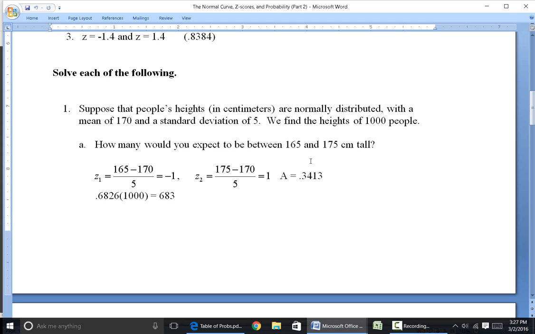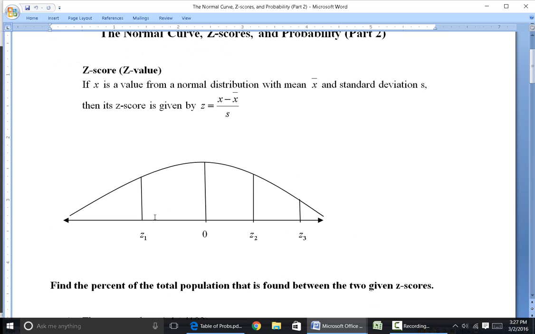So notice in this case, the 165 is to the left of the mean and the 175 is to the right. So you have a situation like this, Z1 and Z2. So what you would do in this case is you simply find the value, this area in here between 0 and Z2, and then the area between 0 and Z1. And then because it's all of this, you would add those values up. Okay.